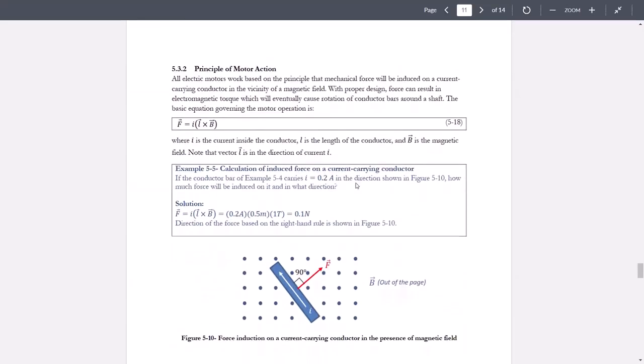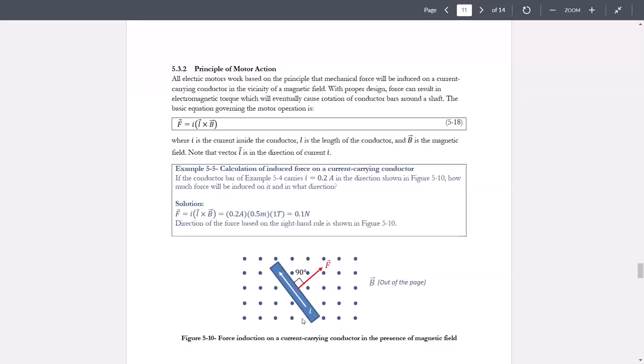The next principle was the principle of motor action. So again, we have an external magnetic field. In that magnetic field, we have a current inside a conductor. That current inside the conductor should obviously be provided through a circuit, right? But we're just talking about that portion which is represented by this conductor bar. There is a current flowing in this direction.